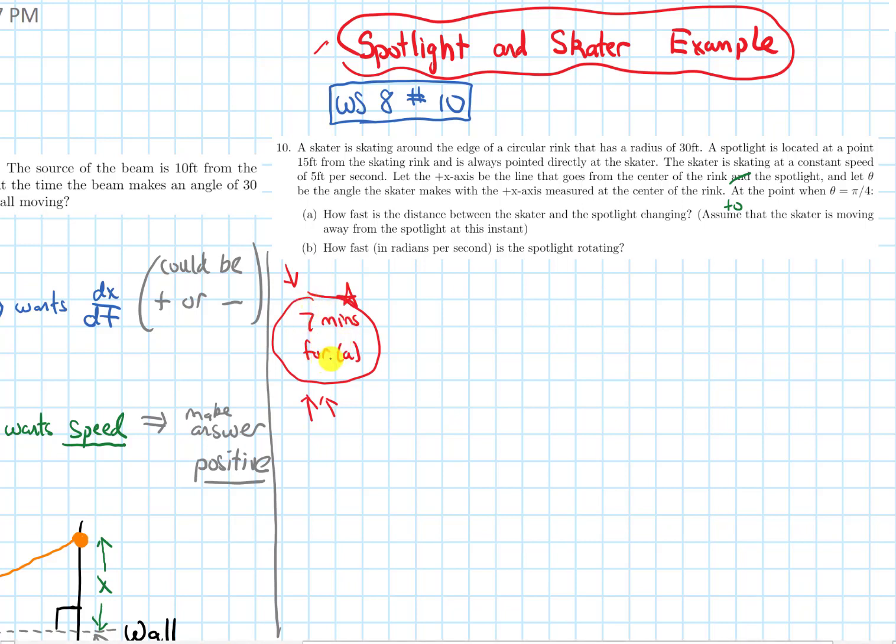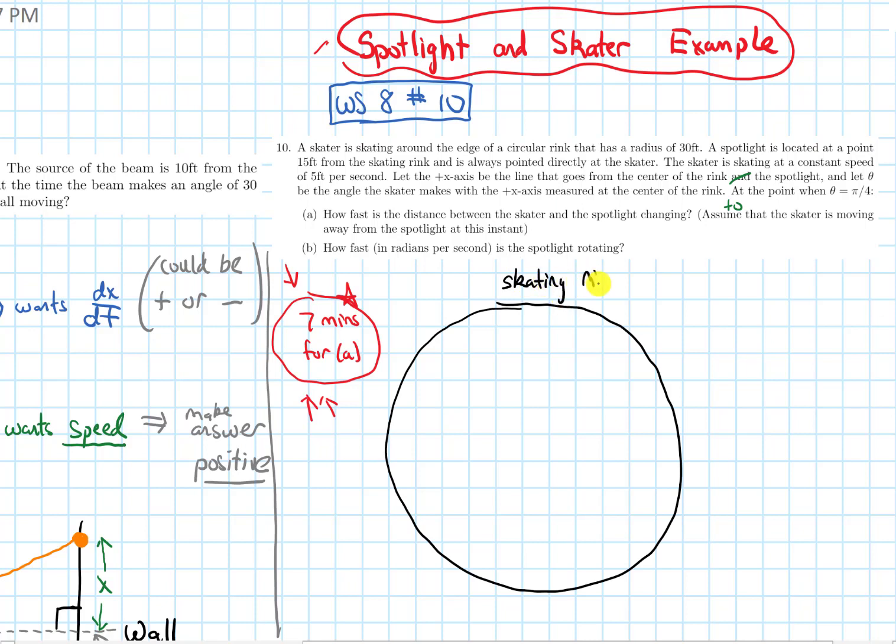Alrighty, so hopefully you did that. Hopefully you paused it and tried it for about 7 minutes. Let's talk about it together. So let's draw a picture. This question mentions there's this circular skating rink. So I'm going to draw a circle and label this as my skating rink. And I'm going to draw a point at the center of the skating rink because this question mentions the center.